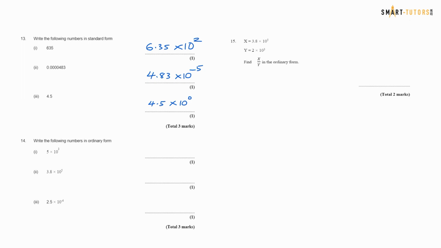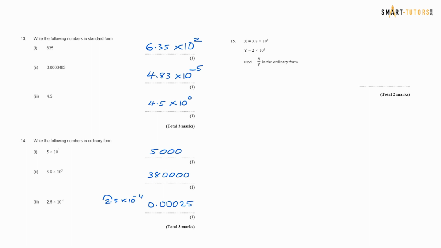Write the following numbers in ordinary form. 5 times 10 to the power 3 means 5 with 3 zeros. 3.8 times 10 to the power 5, so 1 jump with 4 zeros. So 3, 8, 1, 2, 3, 4. 2.5 times 10 to the power minus 4, which is 1 jump and 3 zeros. So 0, 0, 0 and 2, 5. So 0.00025. So 1, 2, 3, 4. So 10 to the power minus 4.